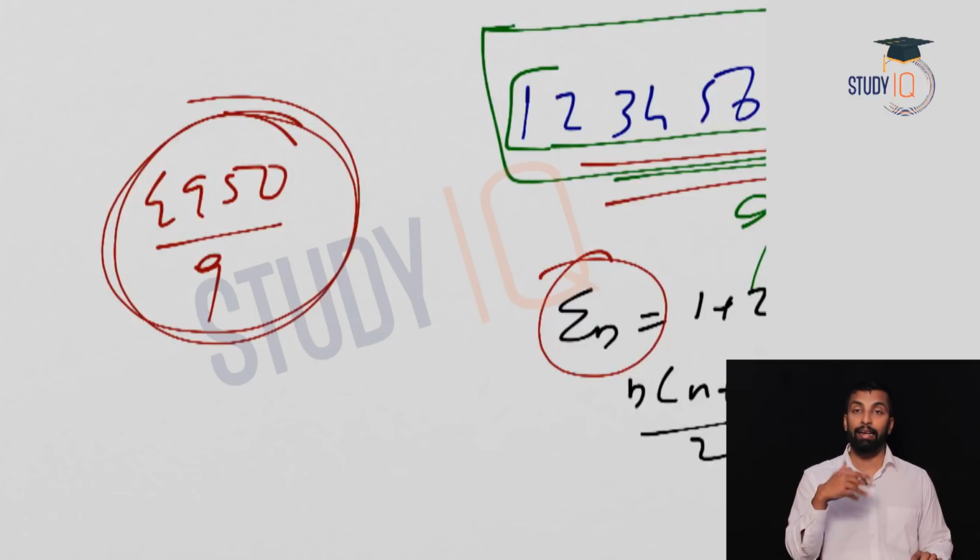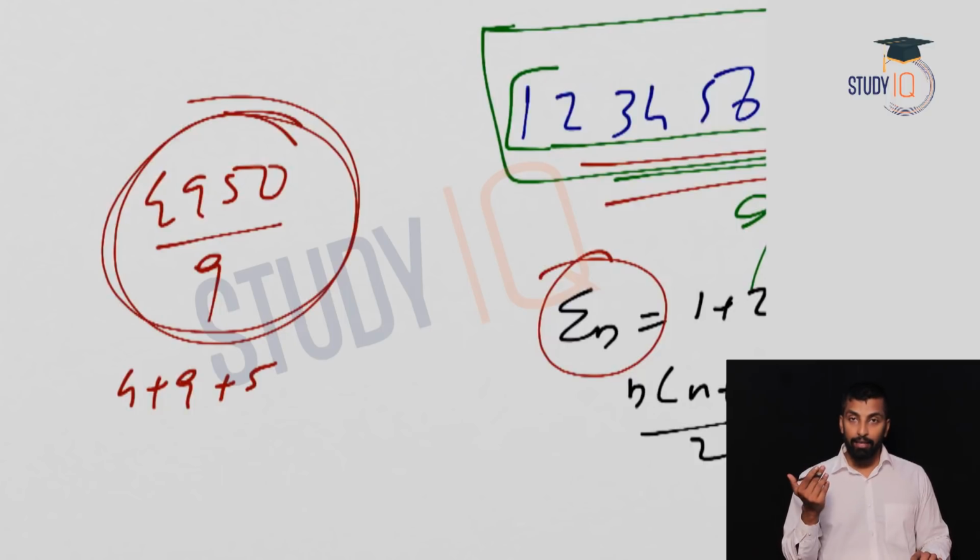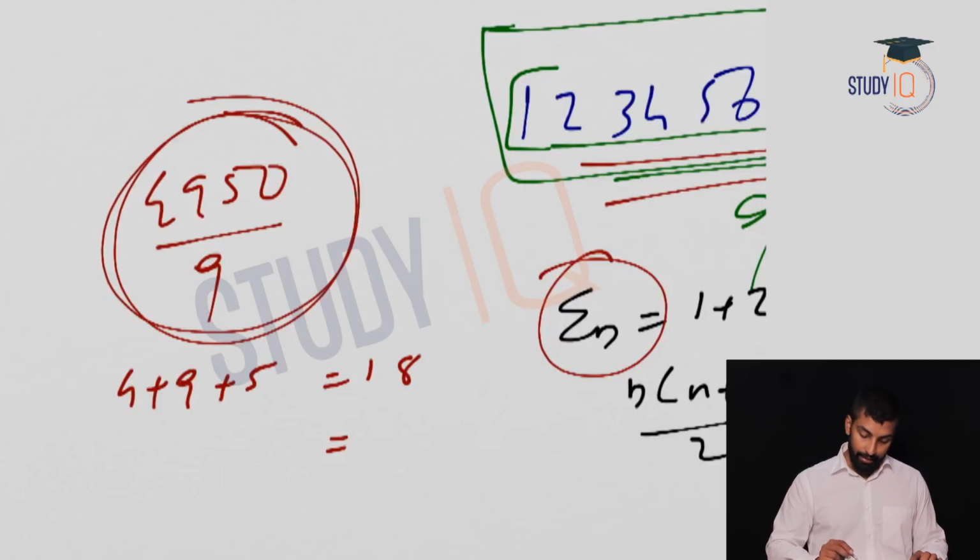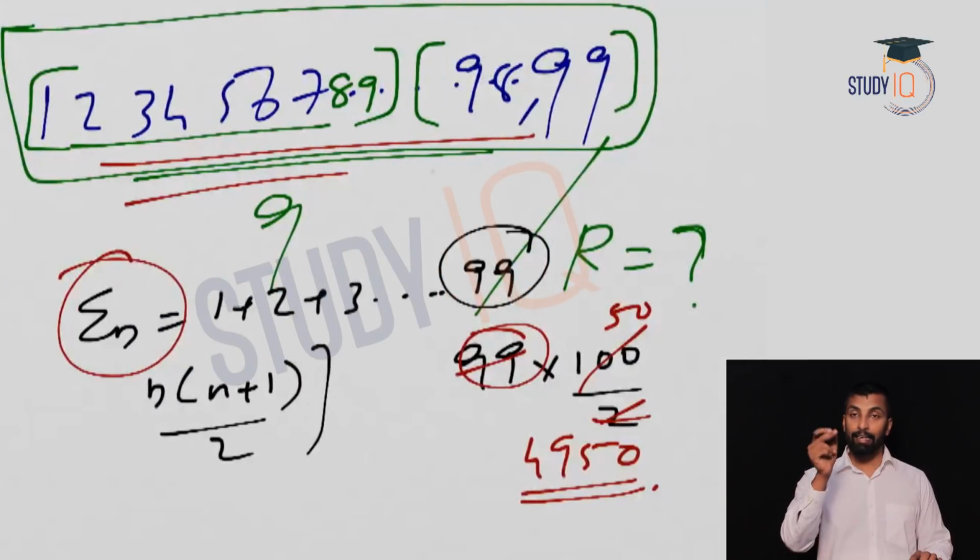What I can do is take the sum of digits again. So 4 plus 9 plus 5 plus 0. 4 plus 9 is 13, 13 plus 5 is 18. Okay, I hope this is clear for you. So what you got is 18. Now I also need to take the sum of digits of this. I am doing this till you get a single digit. So what is the single digit you got? 9. That means when you get the single digit as 9, this number is divisible by 9.